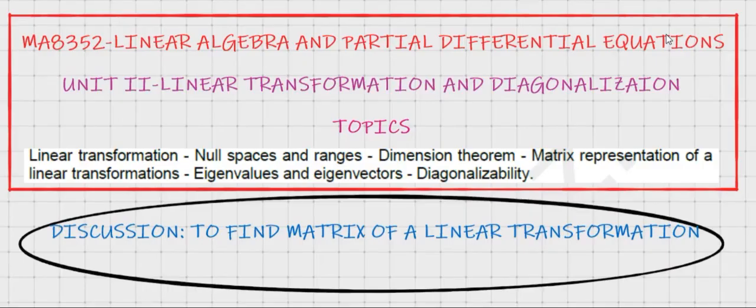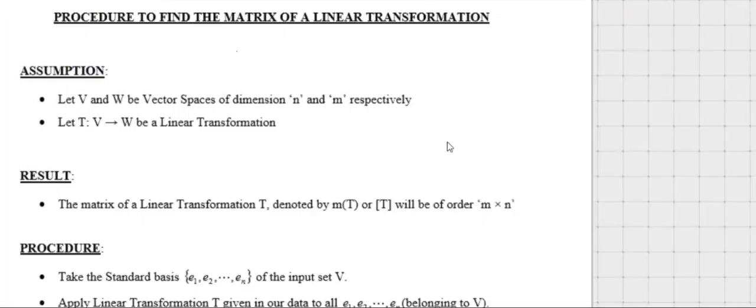In this video, we are going to discuss how to find the matrix of a linear transformation. This topic is very important for all the other topics in this unit, like null spaces and ranges, dimension theorem, eigenvalues and eigenvectors, diagonalizability. In all these topics, this will be the initial step we will be dealing with. Okay, so let us go to the procedure now.